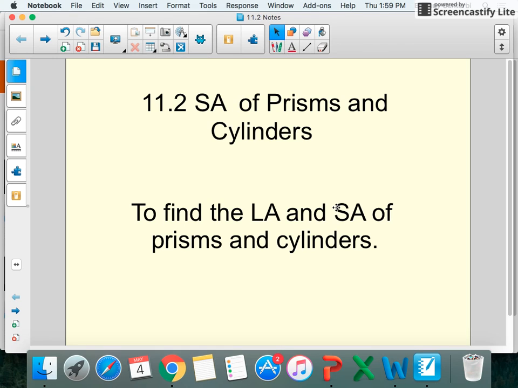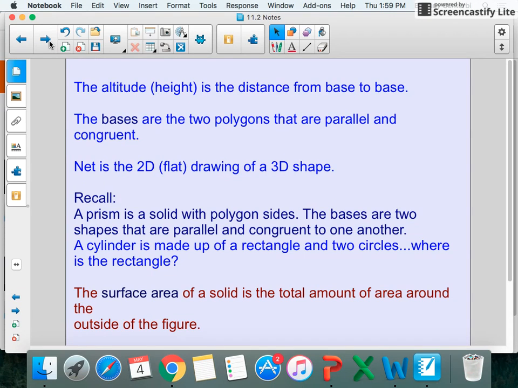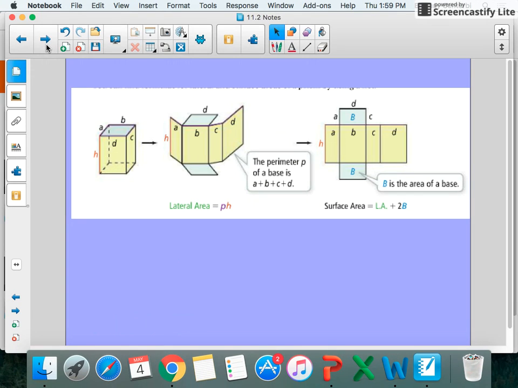Our next section is surface area of prisms and cylinders. So surface area, you're trying to find the outer part. Like if you're wrapping a gift, that would be surface area. Like how much is that going to cover? So basically what you're going to do is find the area of each part of the surface and add them together.